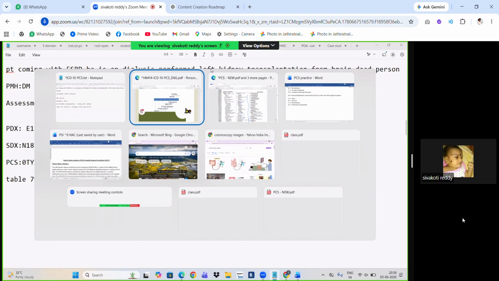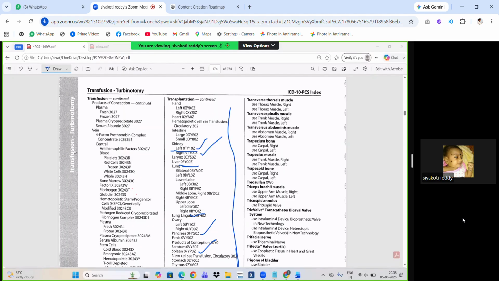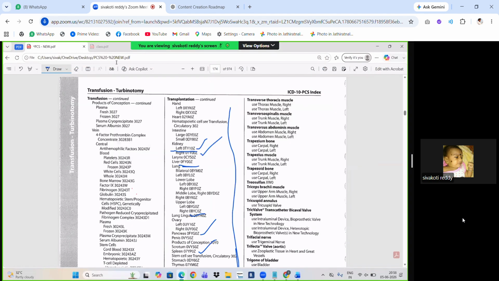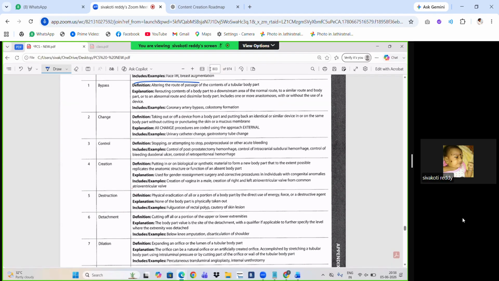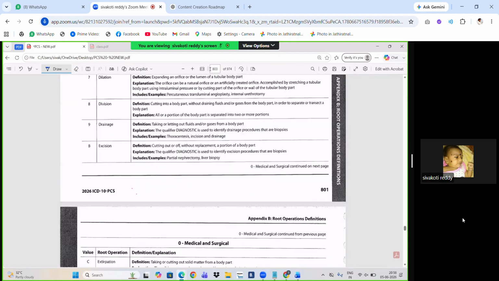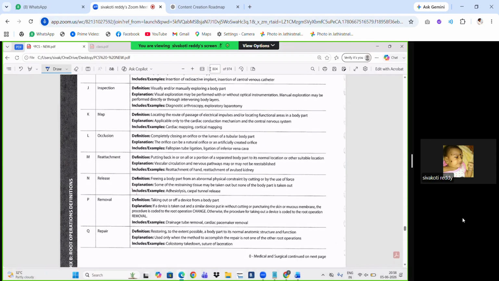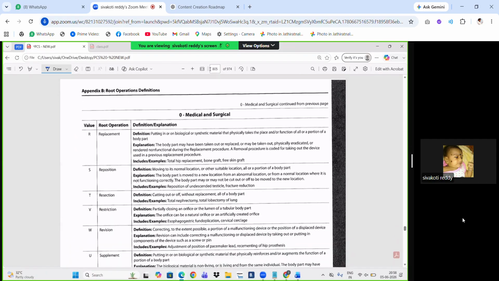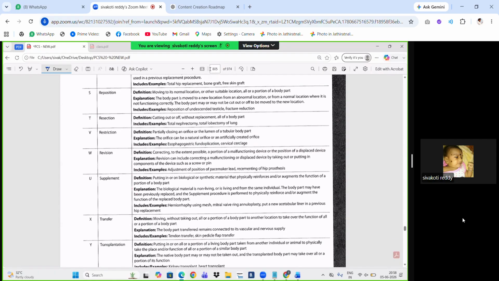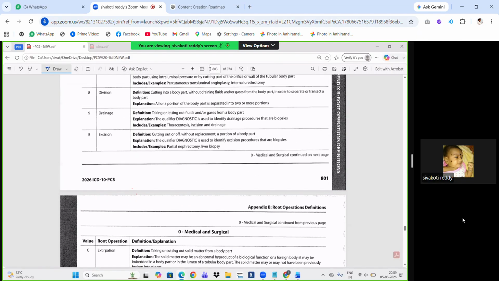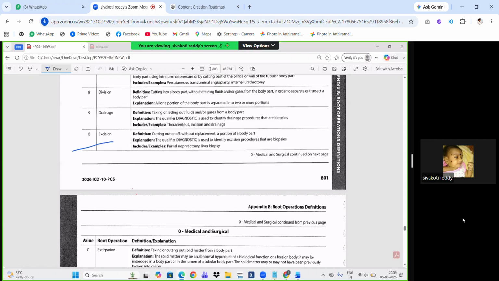Next, the root operation note. Go for that. Put the heading: excision.